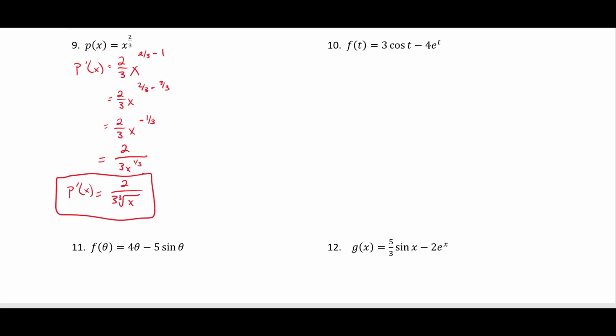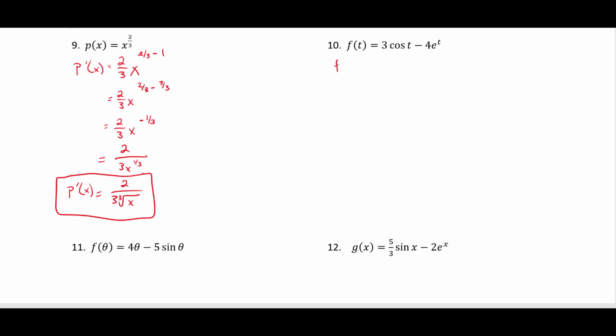All right, let's look at number 10. So f of t equals 3 cosine t minus 4e to the t. So now we got a bunch of different stuff going on, right? We've got a constant multiple. So we have a constant multiple of cosine t by having 3 cosine t. We have a constant multiple of e to the t having 4e to the t. We have a difference going on. We have subtraction in there. So we got to do all kinds of stuff, right? But it's still not that bad.